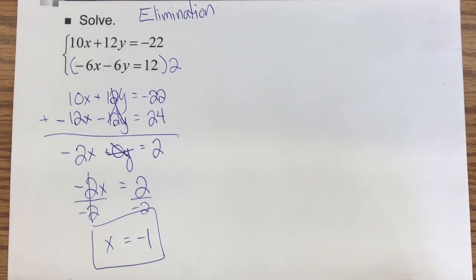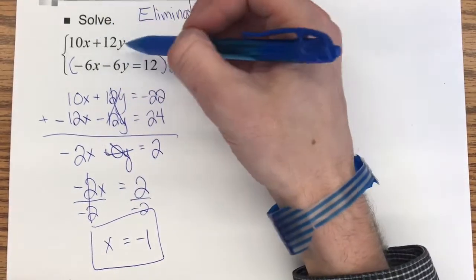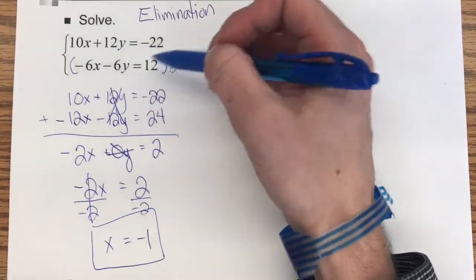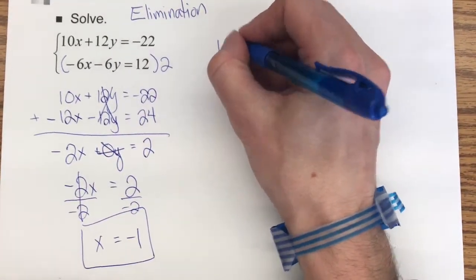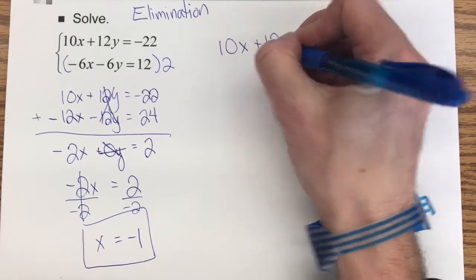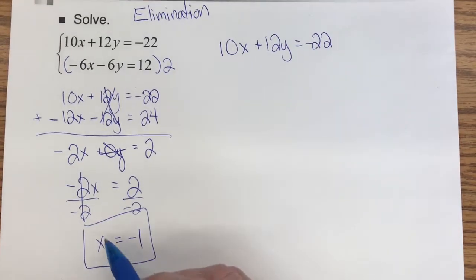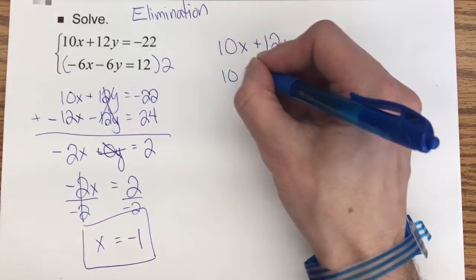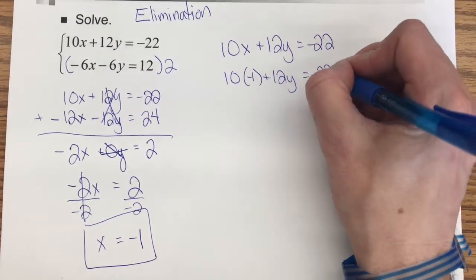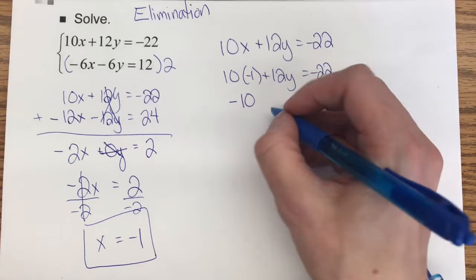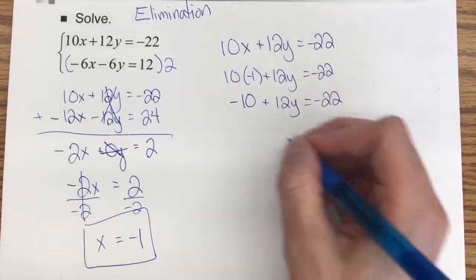Now I need my y. It doesn't matter which one I plug this negative 1 into. I'm going to plug it into the top equation to get my y because I already messed up the bottom here. So I'm going to rewrite the top equation: 10x plus 12y equals negative 22. What I now know is that x is negative 1, so 10 times negative 1 plus 12y equals negative 22. 10 times negative 1 is negative 10, plus 12y equals negative 22.